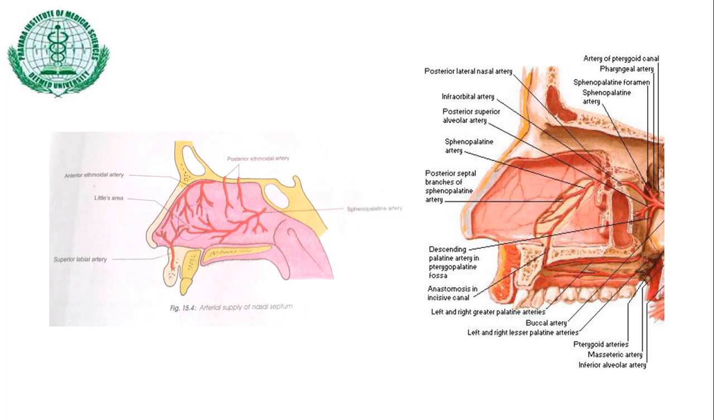While the posterior inferior part is supplied by the greater palatine artery. Now this Kesselbach's plexus, or Little's area, can be asked as an MCQ: which arteries are related with Little's area and what is the exception to it.